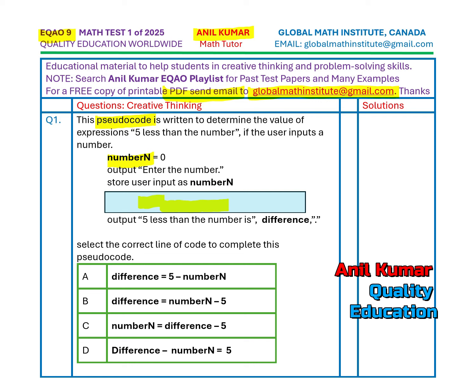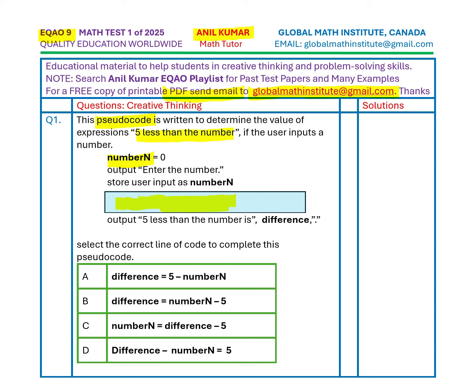Then here we have to write a code for what to do with this number n, right? The problem is, 5 less than the number is what we need to figure out. Then once we do that, the output is "5 less than the number is" difference. So difference is another variable which gets its value from the number inputted by the user. You get the whole idea now.